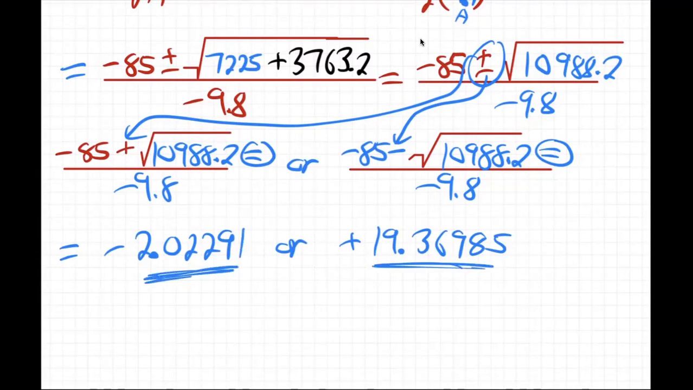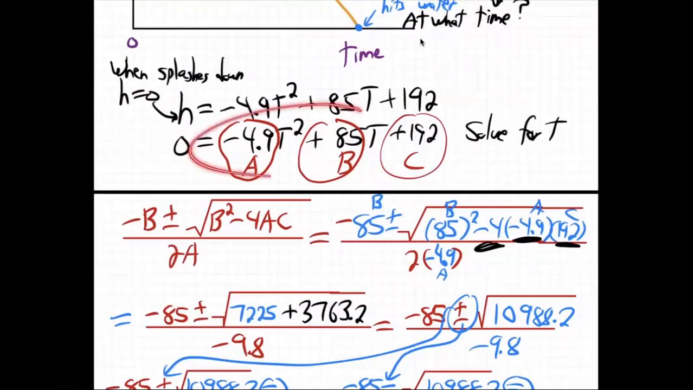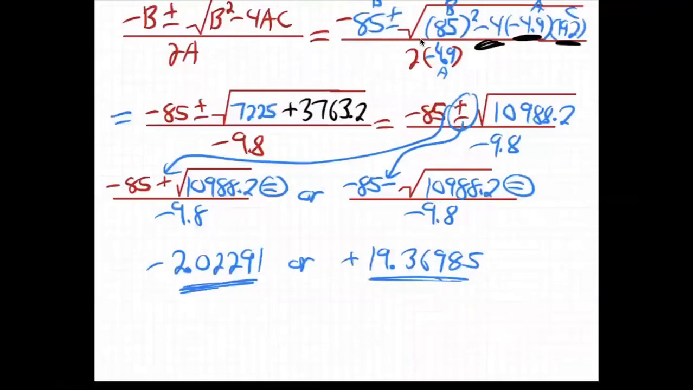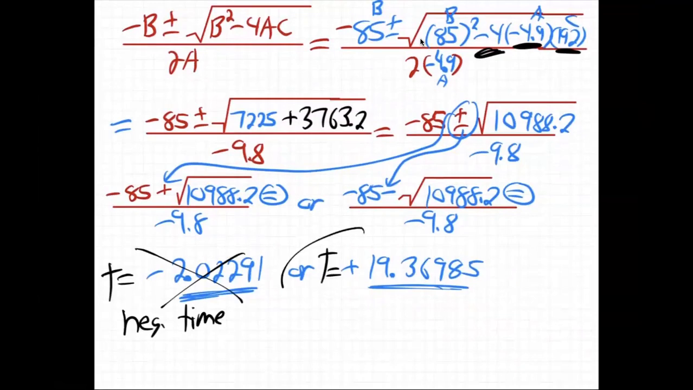Now what are those? Those are both time, right? Remember, how do we know? Well, because we're solving this equation for t, for time. So these are the times. Time equals this, or time equals that. So this one we throw away, negative time. That's back in time, right? We can't do that. So here's our answer. There's the time when the rocket splashes down.